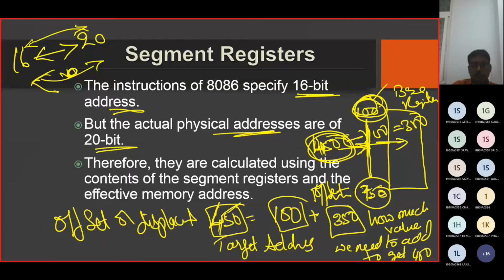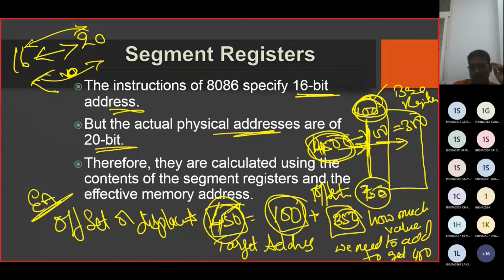We are going to compute the effective address. I want to move to 450 location. I am at 100 location. So how far am I from that? Very simple. 450 minus 100, we get 350. So you are 350 locations far from it.